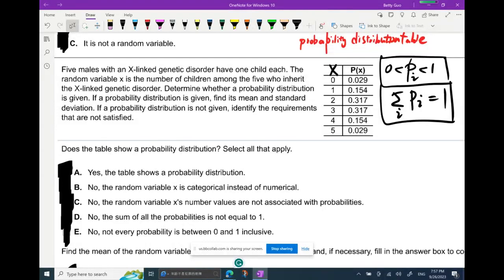Are we having a probability distribution table? Look at all the probabilities. Are they between 0 and 1? And then add them up. Do they have a sum exactly equal to 1? And let me know. You have your calculators?